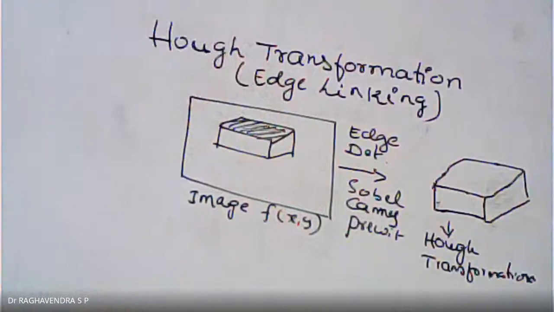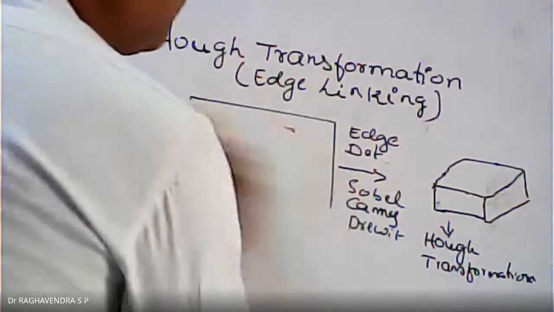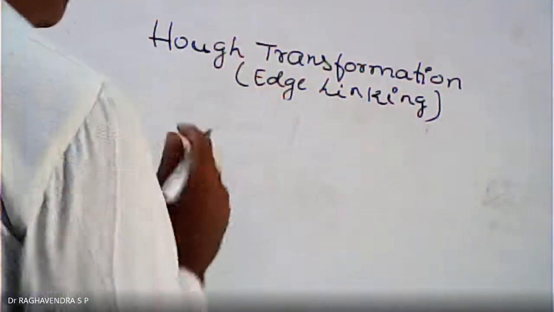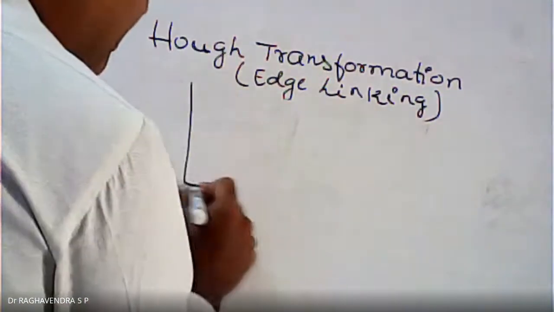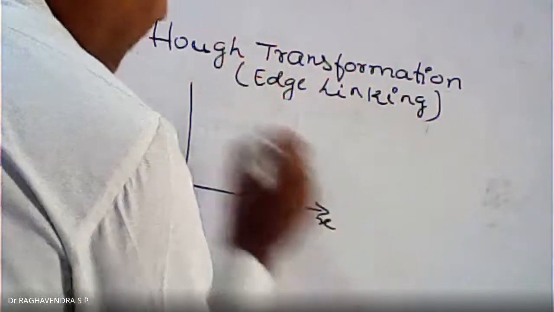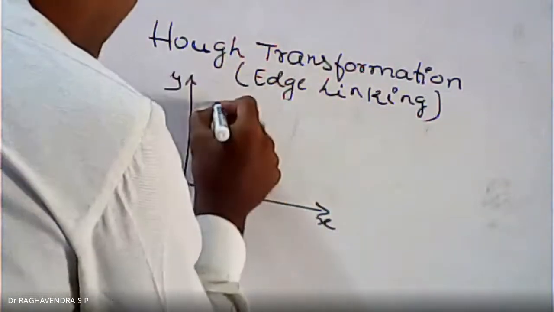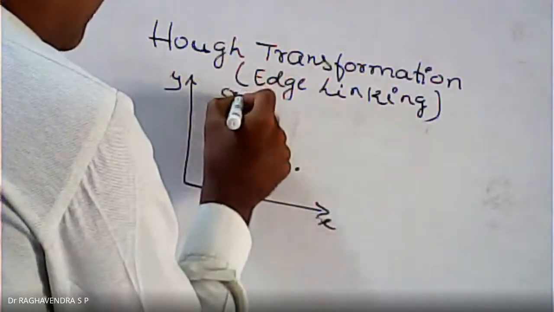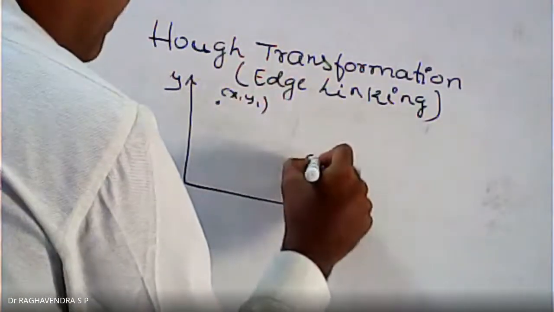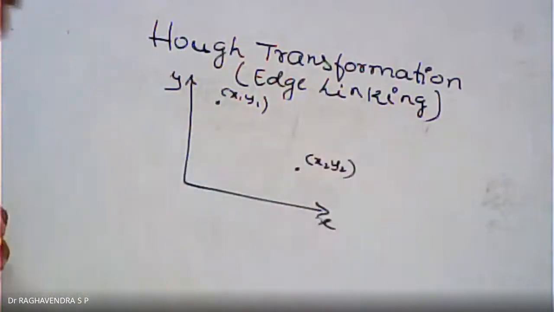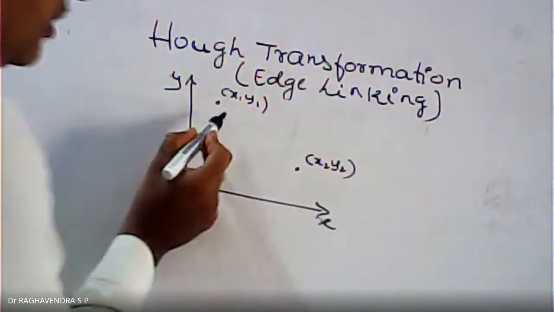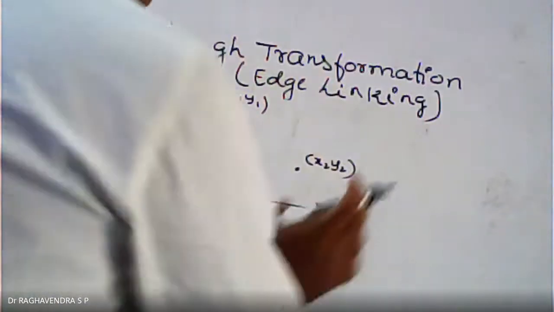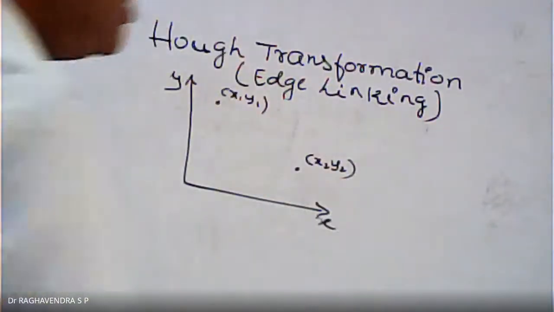Also another important thing. If you consider any two points in an xy plane, maybe x1, y1 and x2, y2, and you want to draw the line between these two points, you can do that using Hough transformation.